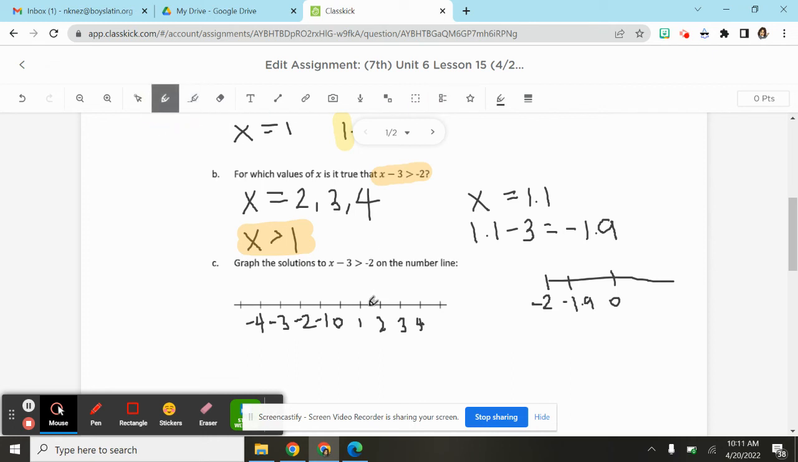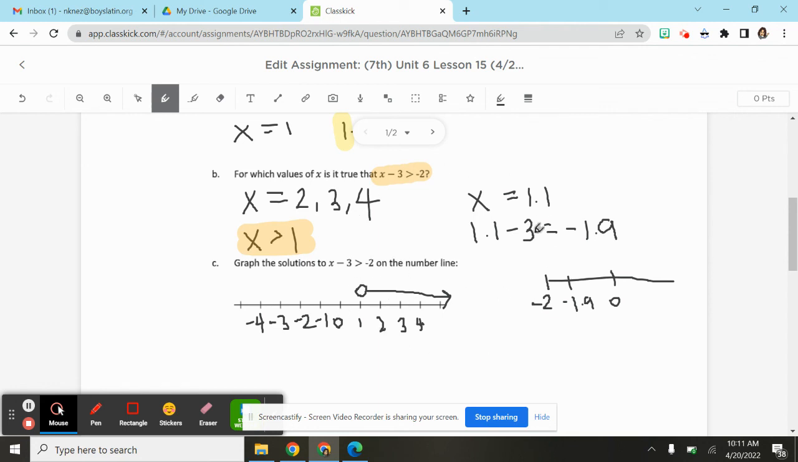So I'll start by plotting a circle above 1 and drawing an arrow towards the positive, since these values have to be greater than 1. I'm leaving my circle open because my values have to be greater than 1, not greater than or equal to 1.